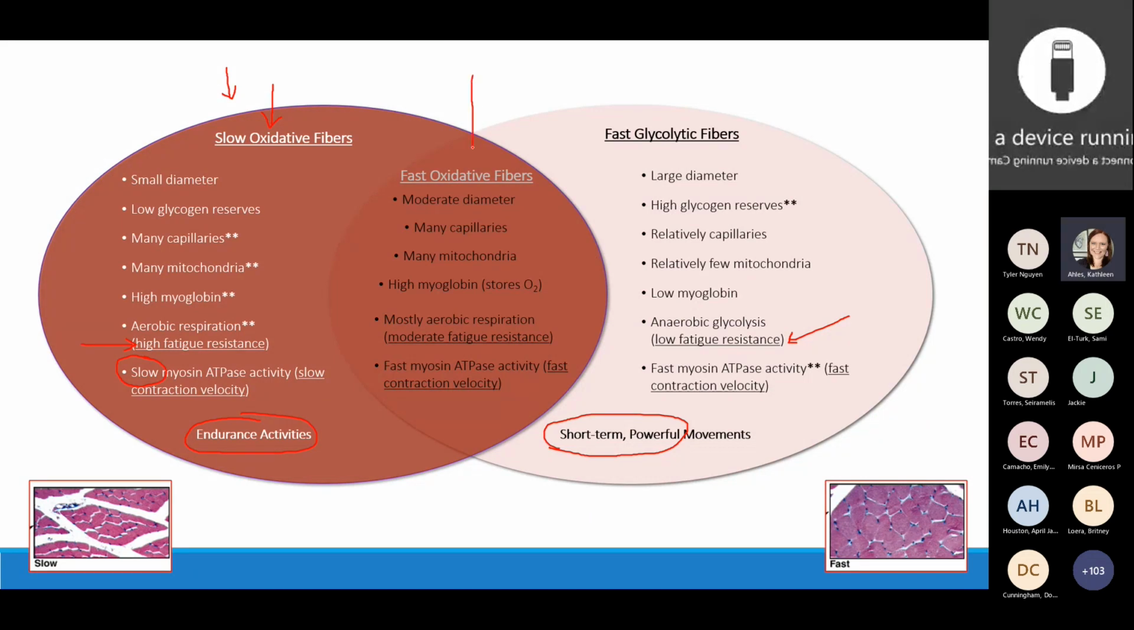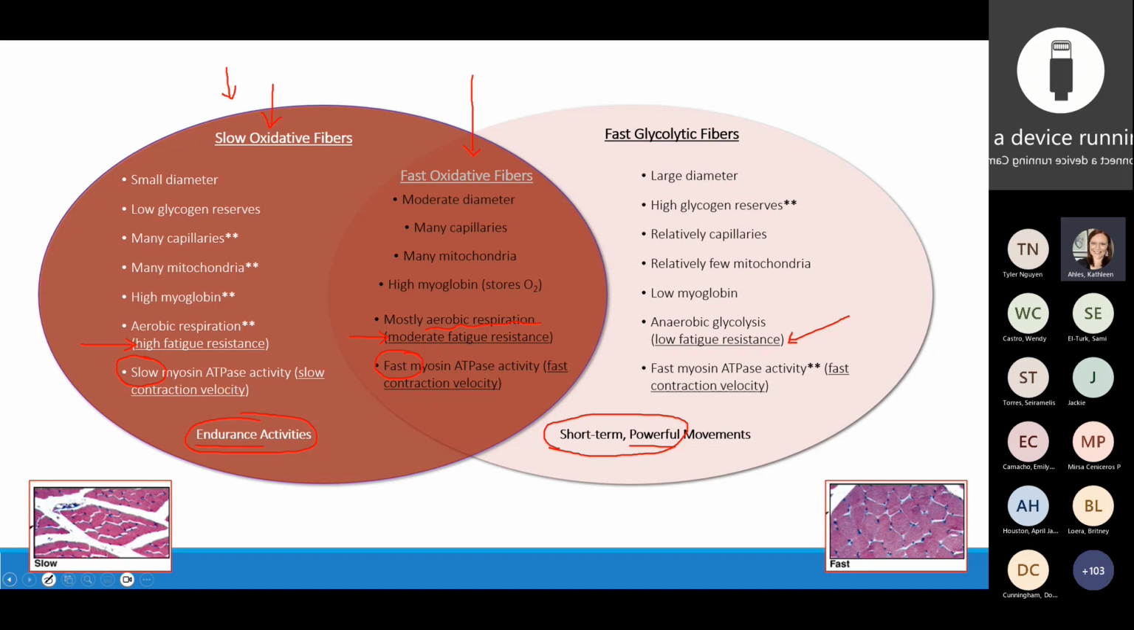Fast oxidative, to some extent, is kind of the best of both worlds. Because it has that fast ATPase, it chops up ATP really quickly. And because it does aerobic respiration, because it uses the electron transport chain, it's pretty good at resisting fatigue as well. So like I said, kind of the best of both worlds, fast oxidative fibers, but benefits to those fast glycolytic, really strong contractions, benefits to slow oxidative, we can do it forever.